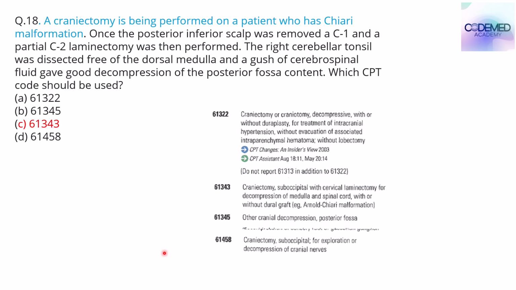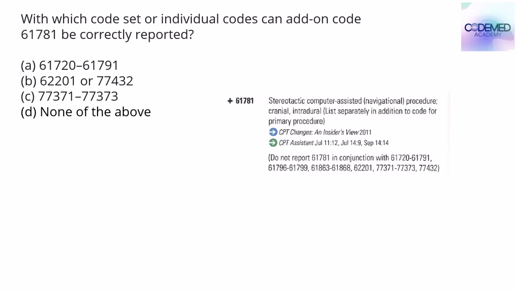So yes, 61343 is the correct answer. C is the right answer. The next question is, with which code set or individual code can add-on code 61781 be correctly reported? And we have the options.